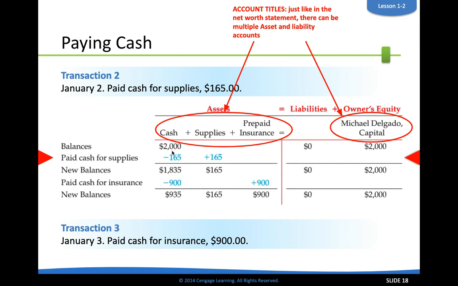And so if we tally up the cash balance after $165 in supplies is recorded and $900 in insurance is paid for, Delgado Web Services has a cash balance of $935, supplies of $165, and a prepaid insurance asset account worth $900. We add all those things together, you get $2,000. We are still in balance after these things.